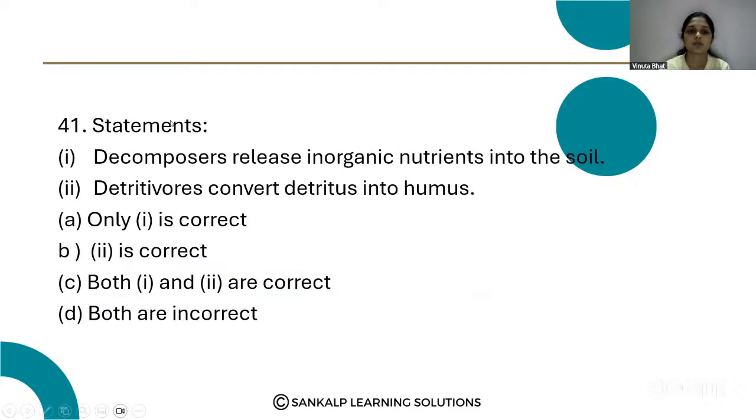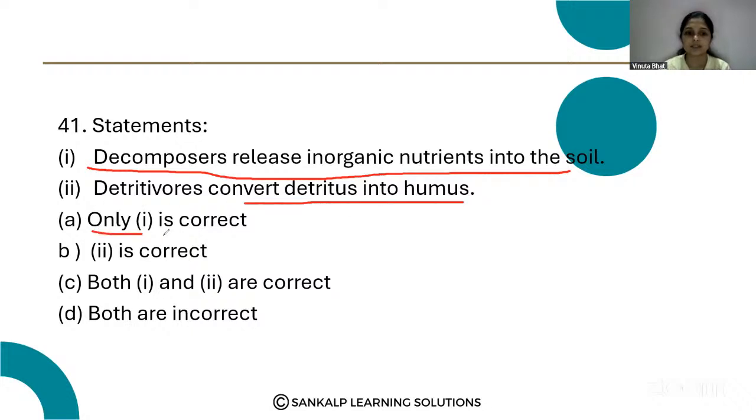Next question, question number 41. Statement based question. Decomposers release the inorganic nutrients into the soil. Detritivores convert the detritus into humus. See the options. Only one is correct. Only statement 1 is correct. Only 2 is correct. Both 1 and 2 are correct. Both are incorrect.